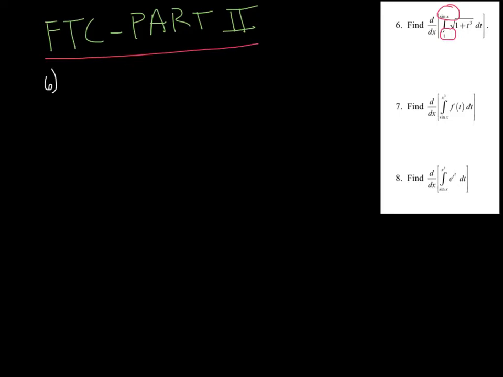So number 6 is pretty simple. It's just going to end up being the square root of 1 plus sine cubed of x times the derivative of sine, which is cosine of x. All right? So number 7 is going to be similar, except this time you have a lower limit of sine of x and an upper limit of x cubed. And we actually don't have an actual function to plug into this time, so we're going to have to leave it generic and leave it in terms of f of x.